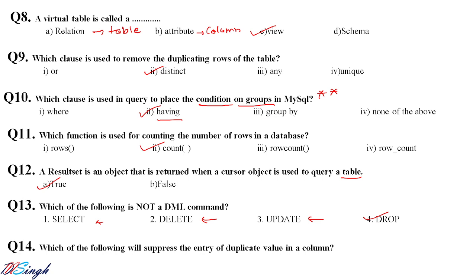Which of the following will suppress the entry of duplicate values in the column? So unique or primary key? Unique is the correct answer because primary key will have uniqueness, and with that no null values also. So primary key has these two conditions, uniqueness and no null value. In an objective question, as soon as you get a correct answer, the remaining ones are neglected. So the first correct answer will be considered.